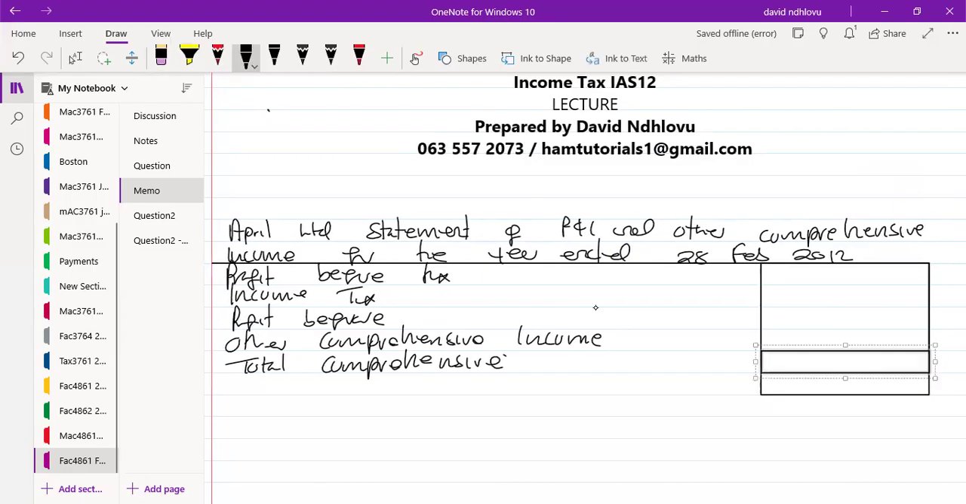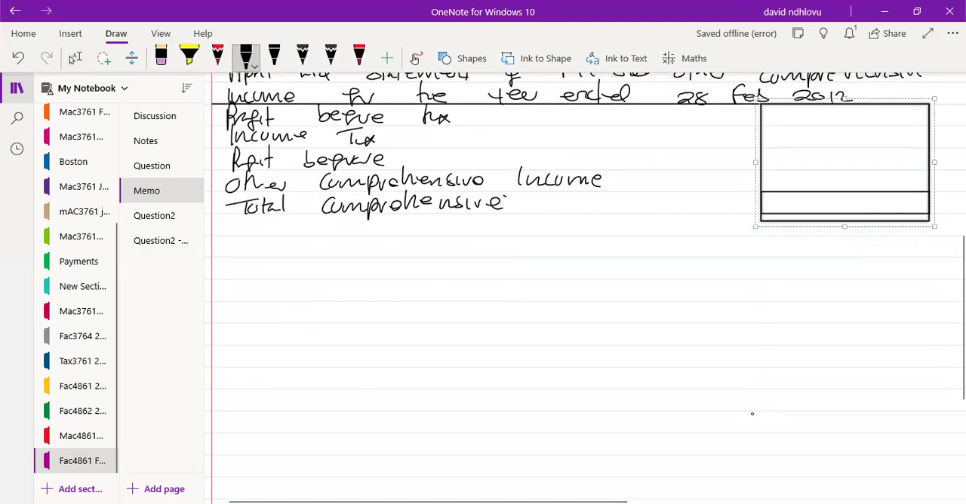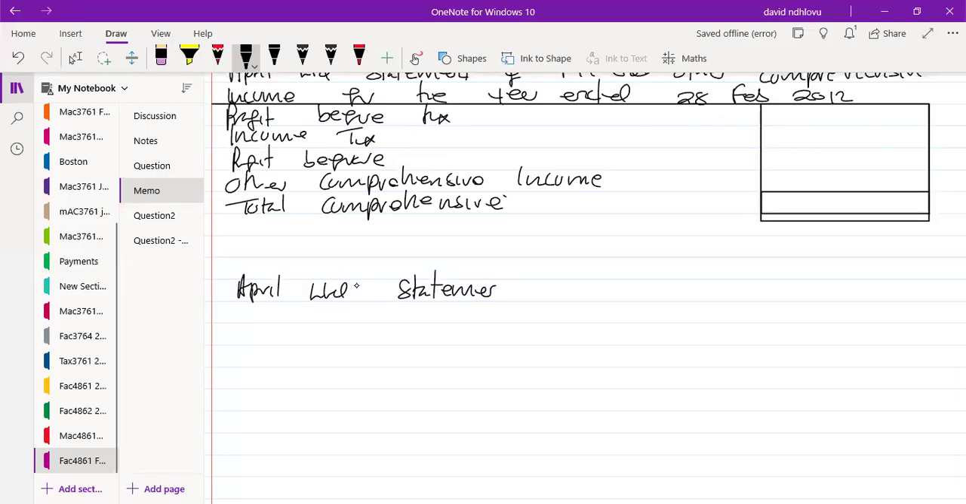When someone says present, they are saying show us the statement of P&L, show us the statement of financial position. When they say disclose, they mean notes. Then we also have April Limited, statement of financial position as at 28 February of the year 2012.